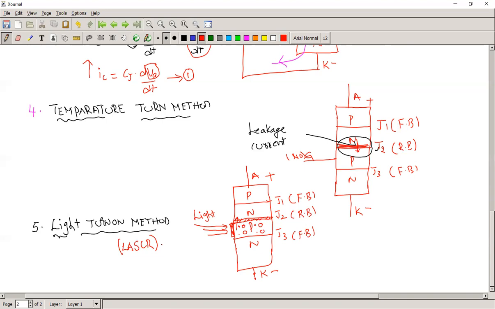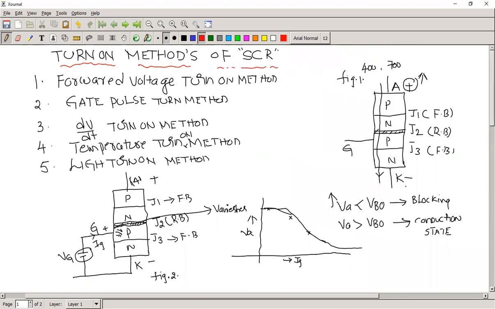But out of all these methods, the second method, nothing but the gate pulse turn-on method, is a well-noted method which we are using practically. This is the method which we are using practically.